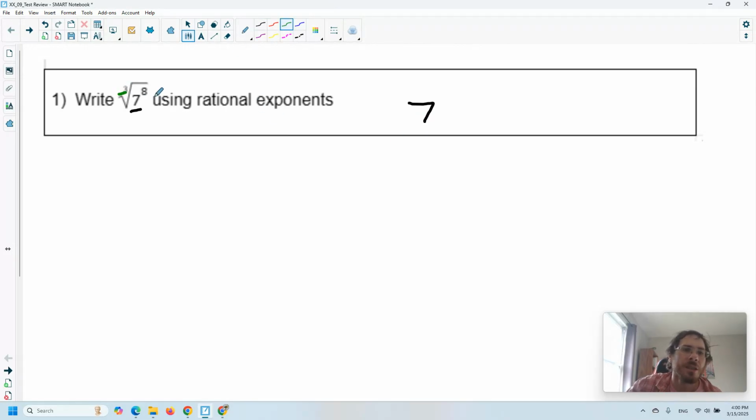The 3 that's in the index, that's always going to be the denominator. And then our number that's the exponent stays as the exponent. And that's it. We don't need to calculate this or anything. We just get 7 to the 8/3.